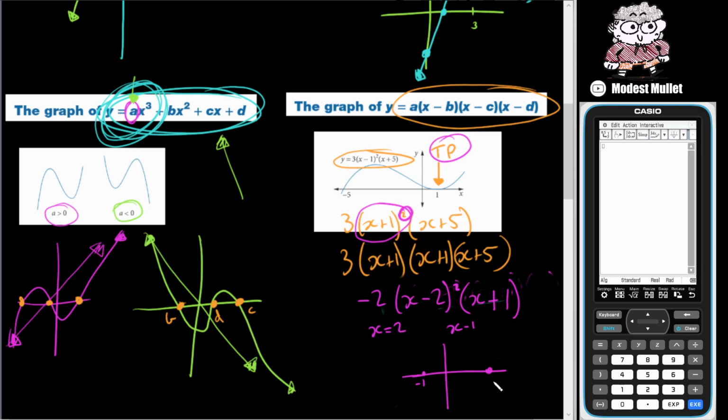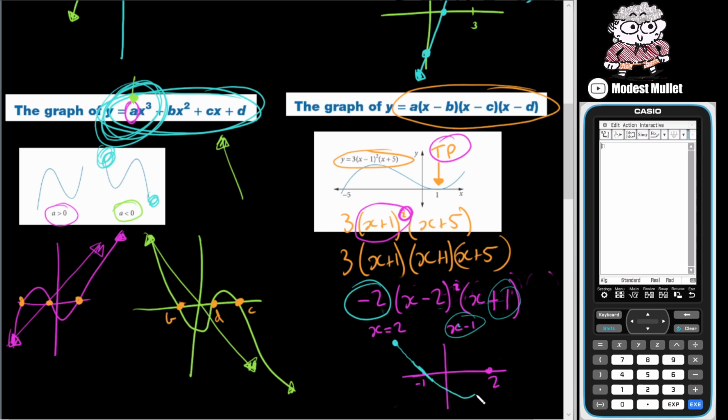-1, and then we also have 2. From there, go back, look at our A value. So in this case, it's negative. So that means we need to start high and end low. So we have to start up here. So what happens? We have to come down, and now our -1 intercept is not repeated. So that's going to be a going through intercept.